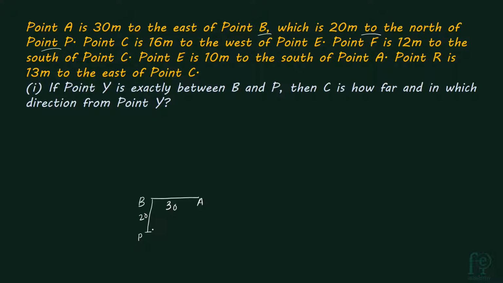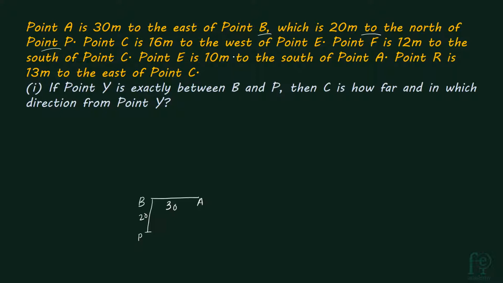Now point C is 16 meter to the west of E. So point C and E both are new, so let's leave it there. Now point F is 12 meter to the south of point C. F and C both are again new, so let's leave it there and go to the next line.